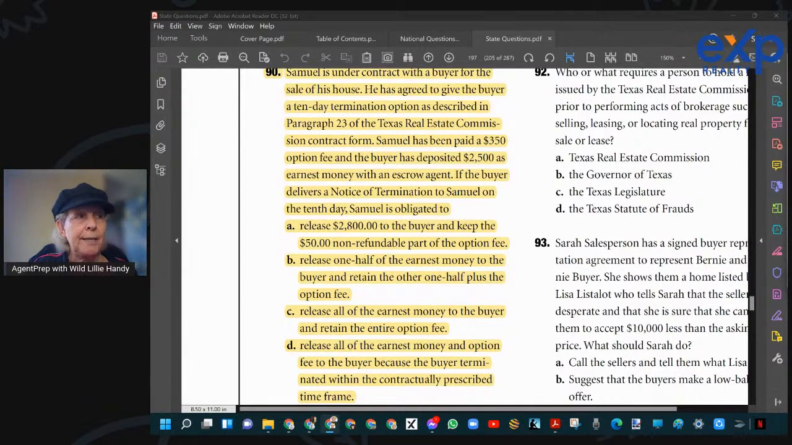During that option period, inspections are done. All the due diligence that the buyer has to do is done during that time. And the realtor gets involved with them to help them out.